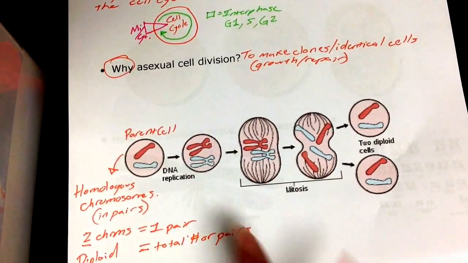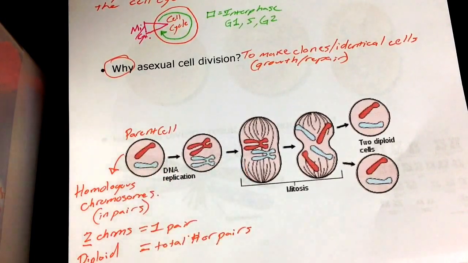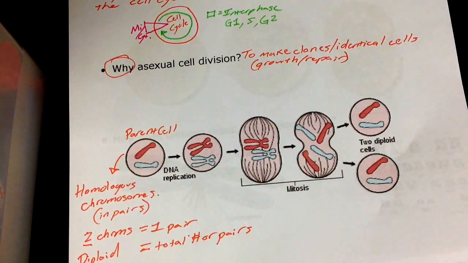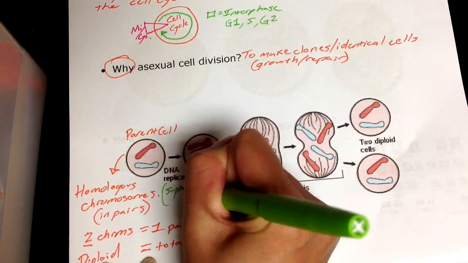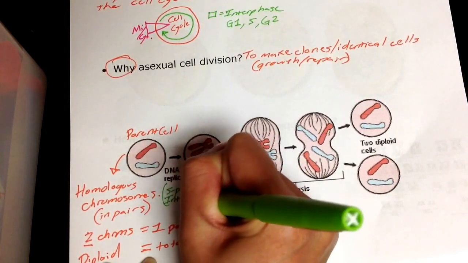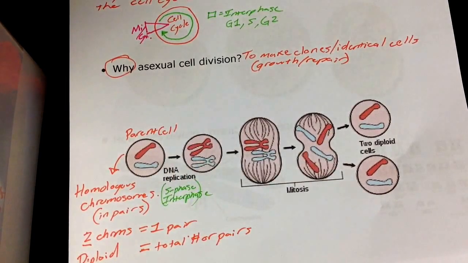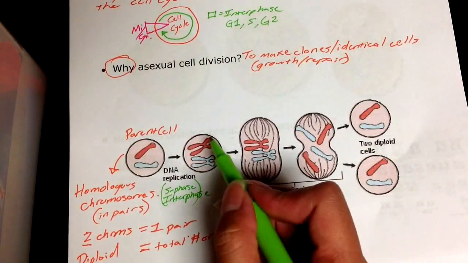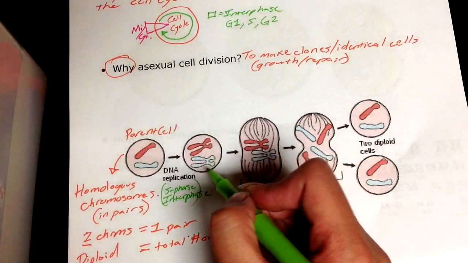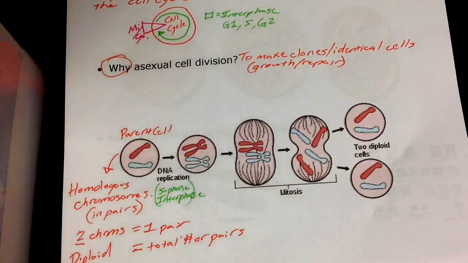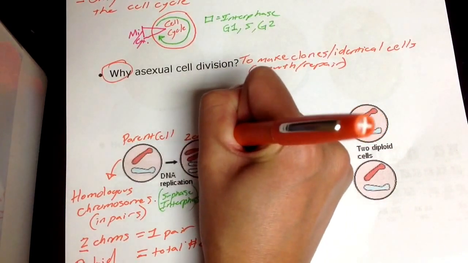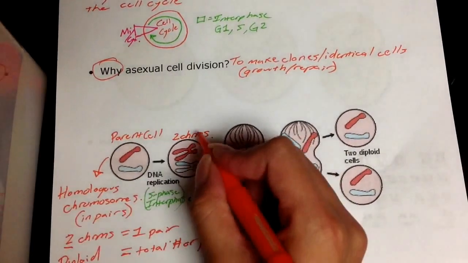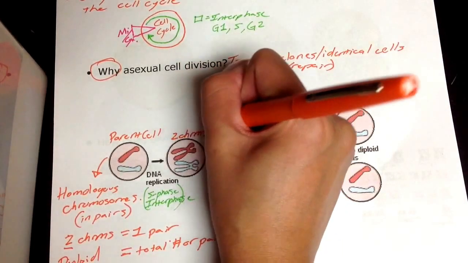The cell right now has some single homologous chromosomes. The cell is going to go through DNA replication, and DNA replication is going to happen during the S phase of interphase. When DNA replication happens, we still have only 1 pair of chromosomes, but 2 homologous chromosomes. So here, we still have 2 chromosomes. 2 chromosomes in the first cell, 2 chromosomes in the second cell, except now they're doubled.